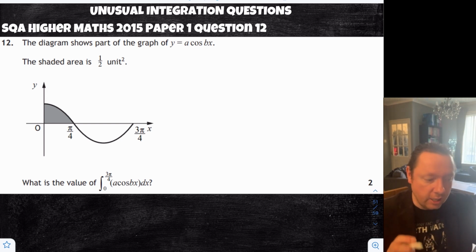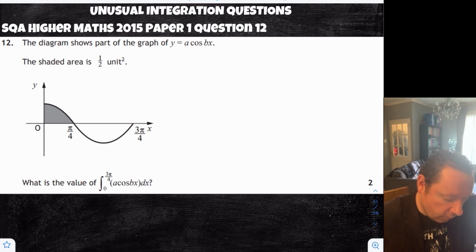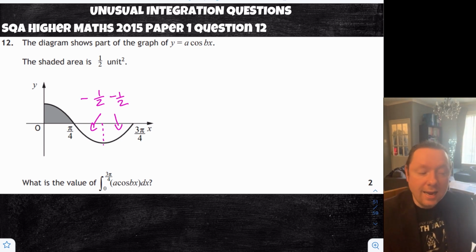This is checking if you understand graphs and also understand the symmetry in a sine graph. So if we know that that's a half, if I draw a little line here, we know that that's also a half, and therefore that bit must also be a half. But it would be minus a half and minus a half because we're below the x-axis.